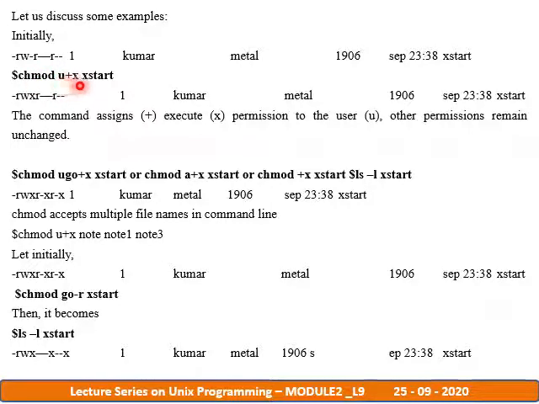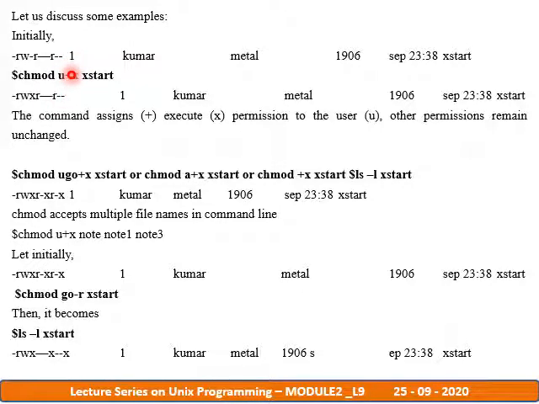chmod u plus x, if I write. U indicates the user will be assigned, plus indicates assign, and X indicates execute permission. Initially, you notice that for the user no execute permission is given. If you see the first three characters, rw hyphen is there. The first bit you leave, that indicates the type of the file. This is a regular file, so it is showing hyphen. Now these are the three bits: rw hyphen. The hyphen indicates no execute permission. But I want to assign the execute permission for the user.